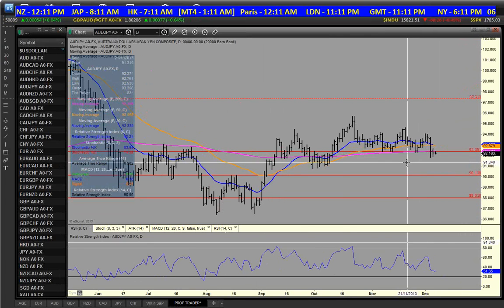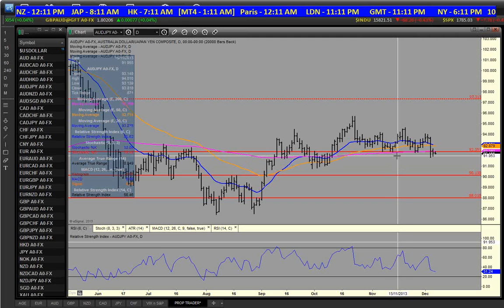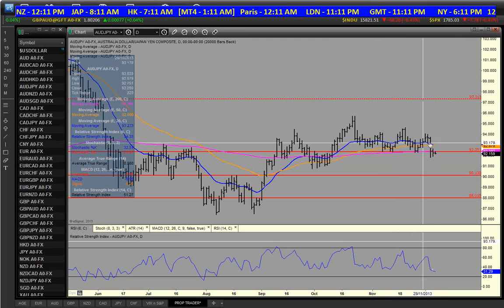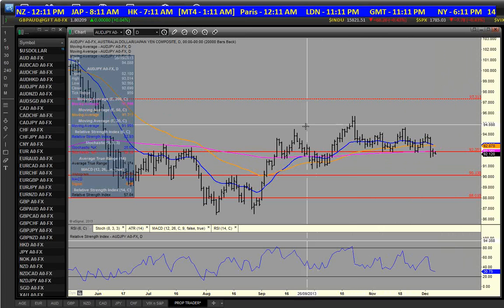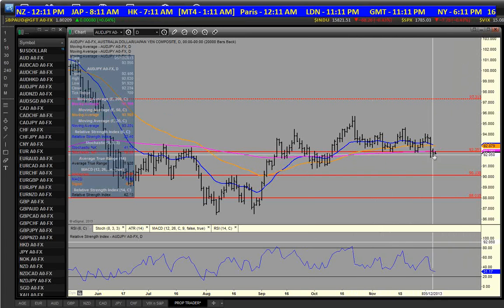Well, it's under support there. It was looking reasonable. Well, it wasn't looking reasonable. It's just the 200. You can't even see it. It's on this red line. It's that flat.